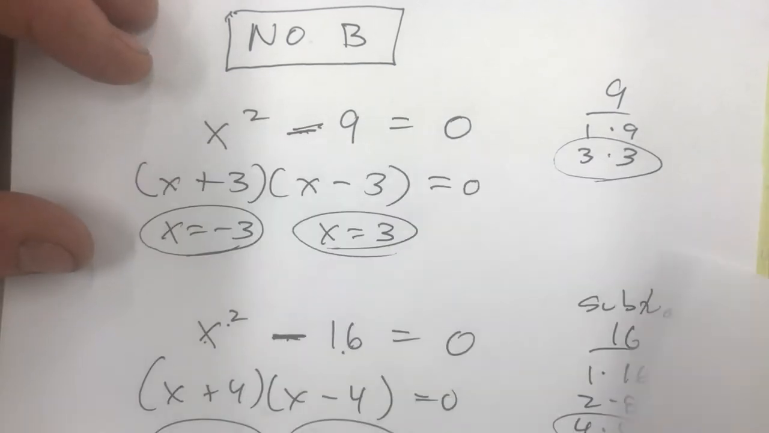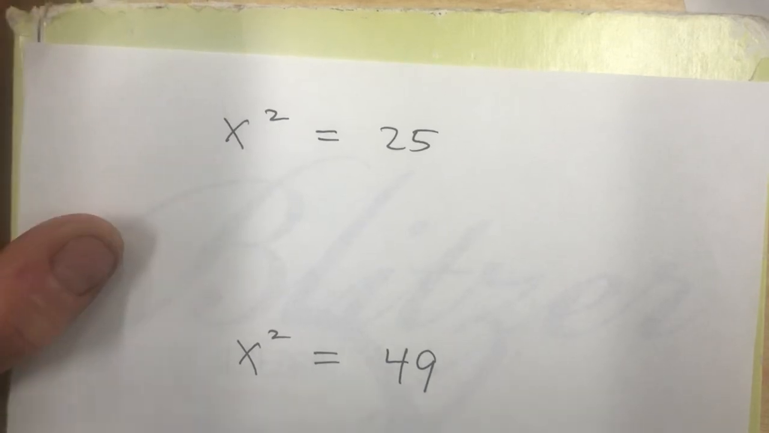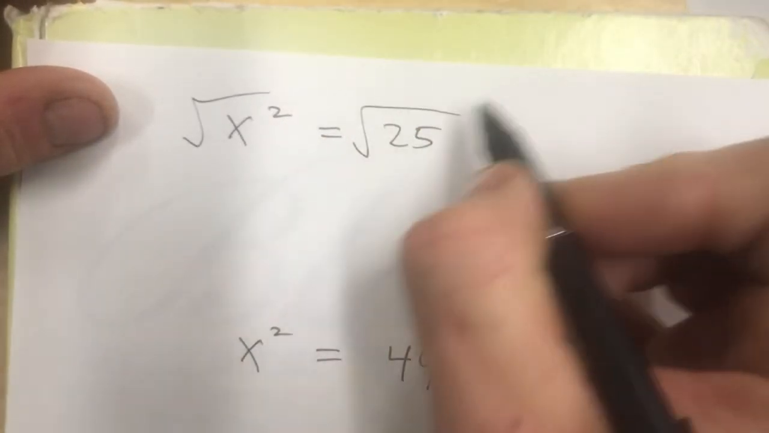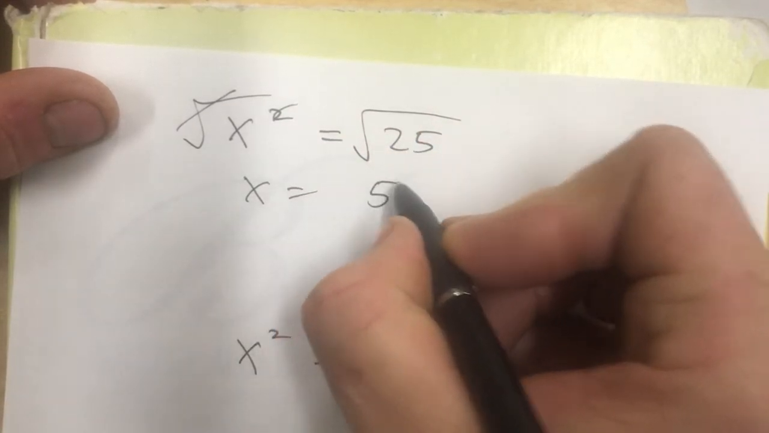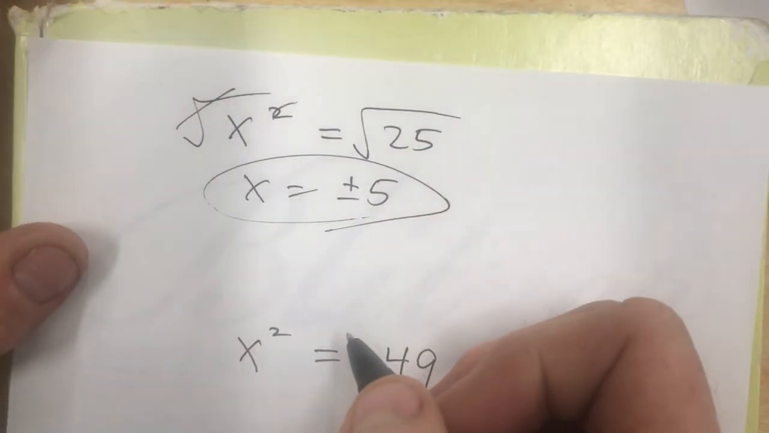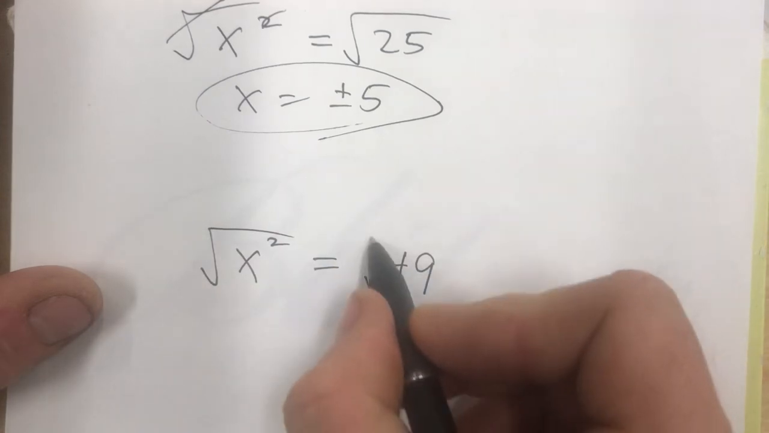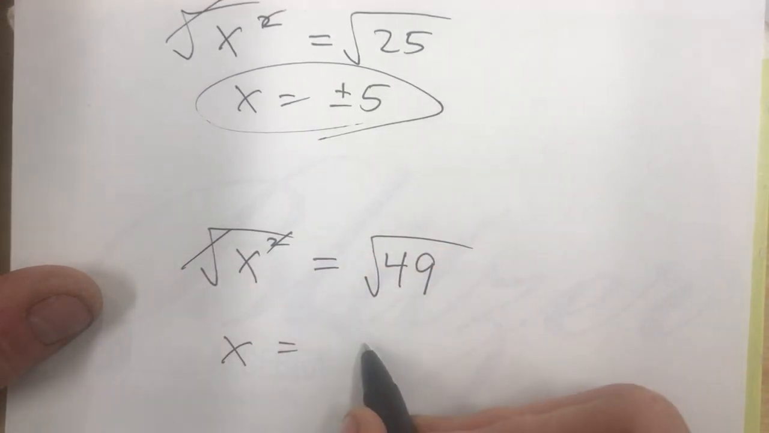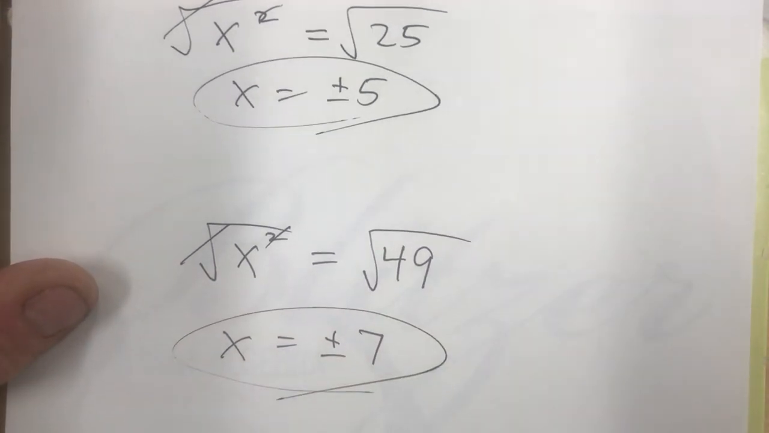Okay. Two more here. x squared equals 25. Again, I could square root both sides. The square root cancels the square, so x equals the square root of 25, which is 5, but it could be plus or minus. So positive or negative 5. Same thing here. If I square root both sides here, the square root cancels the square, so x equals the square root of 49 is 7, but it could be plus or minus. So there'd be my solutions.